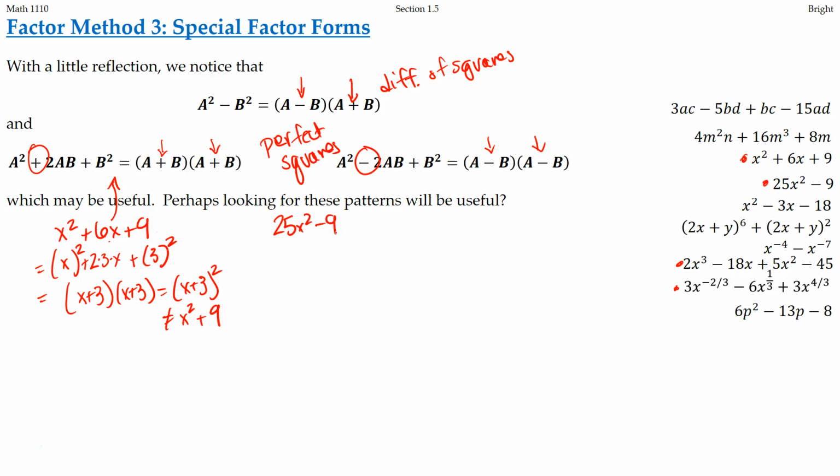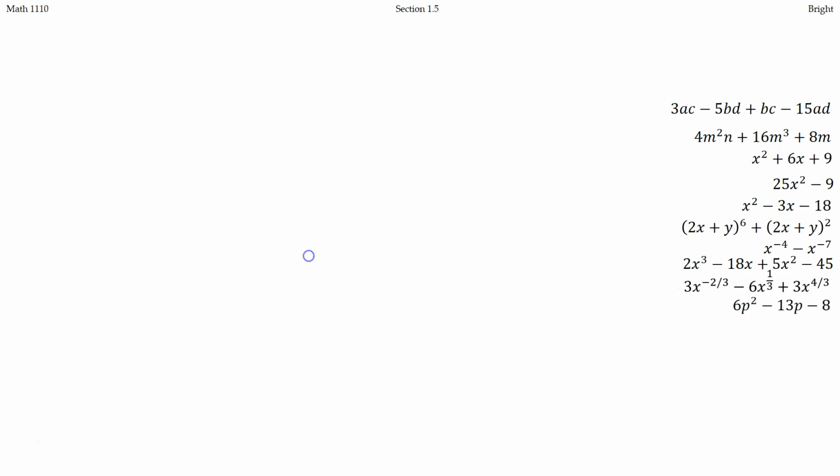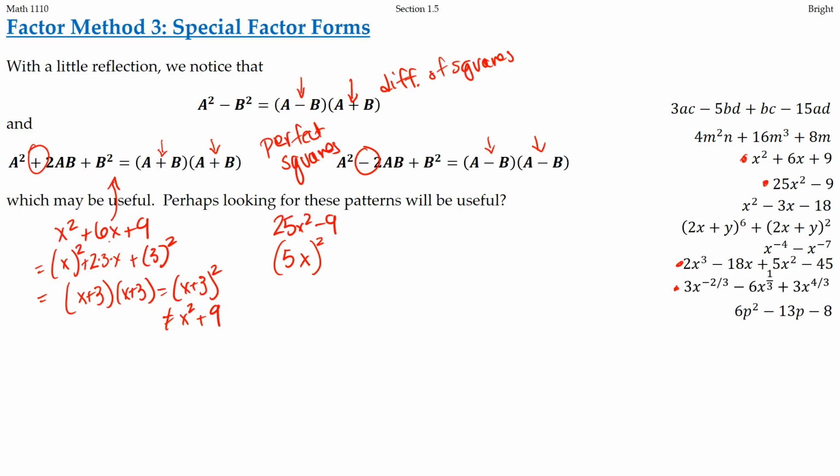Next one, 25x squared minus 9. So again, you might see this, others of you might not. When I look at this, I'm looking for squares, things that square to give this. So I know 5 would square to 25, and x would square to x squared. And then 9 is 3 squared. So this is a difference of squares, so that is going to factor as 5x minus 3, 5x plus 3. And that's all that there is to that one.